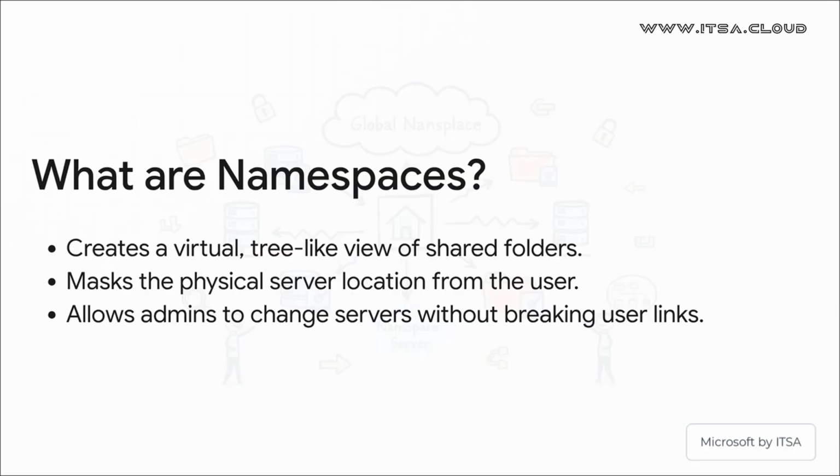So let's look a little closer at that map, the namespaces. Its main job is to create that clean virtual view. But here's the really clever part. It completely hides where the files physically are. Your users have no idea, and they don't need to know if the HR files are on server A or server B. And for an IT admin, this is an absolute game changer. You can literally move all your data to a brand new server, and because the user shortcut points to that virtual name, not the physical server, they won't notice a single thing.